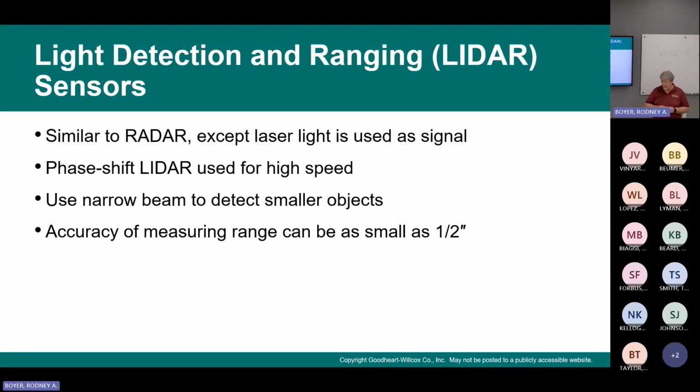LiDAR, similar to radar, detects phase shift in light. It uses a very narrow beam to detect smaller objects, and the accuracy of measuring range can be as small as half an inch.